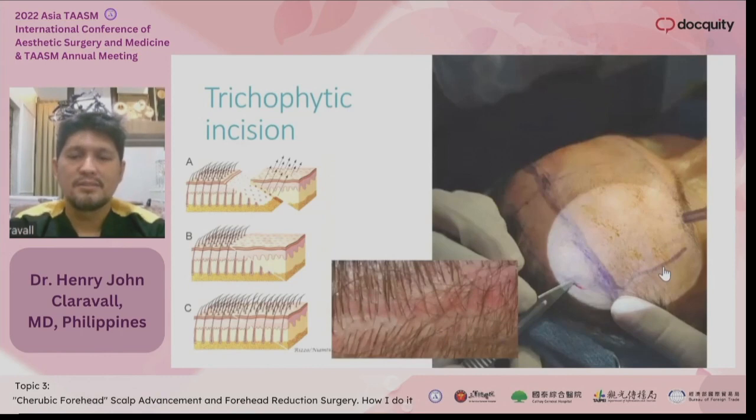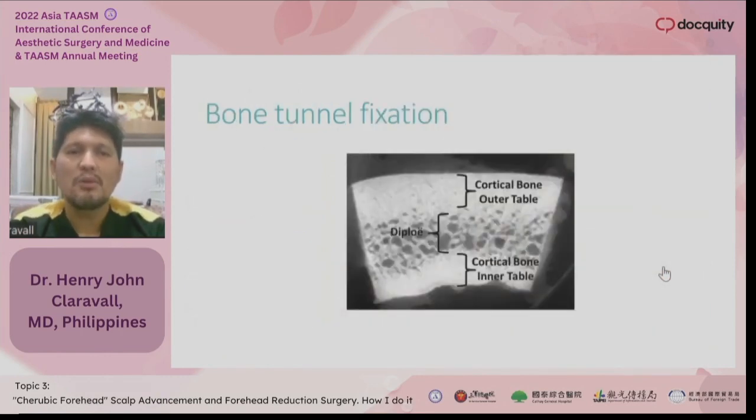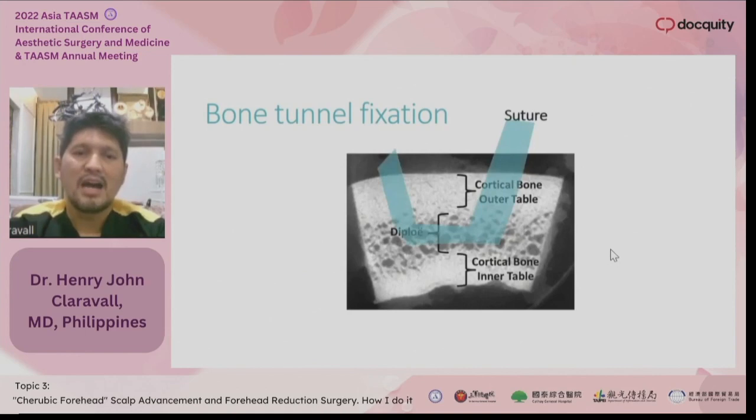Now, let me try to explain to you how I do my bone tunnel fixation. As you can see, this is the outside world, this is the cortical bone or the outer table. This is your brain already, or the inner table. And this is the diplo, or the middle of the skull. If you drill the outer table, you will feel for a give. Then at that point, you need to stop because you're already in the diplo.